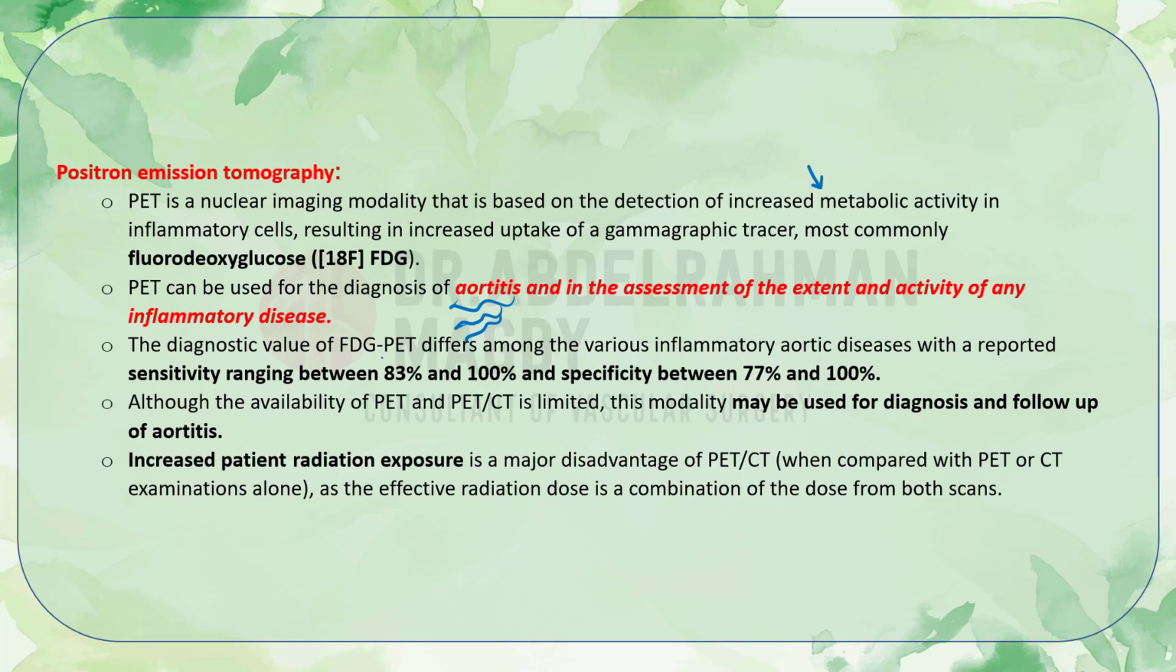The diagnostic value of the FDG PET scan differs among various inflammatory aortic diseases, with a reported sensitivity ranging between 83 and 100% and a specificity between 77% and 100%. Although the availability of PET and PET CT is limited, this modality can be used for the diagnosis and follow-up of aortitis and inflammatory aortic diseases. Increased patient radiation exposure is a major disadvantage of the PET CT when compared with PET or CT examination alone, as the effective radiation dose is the combination of the dose for both scans, the PET scan, then the CT scan.